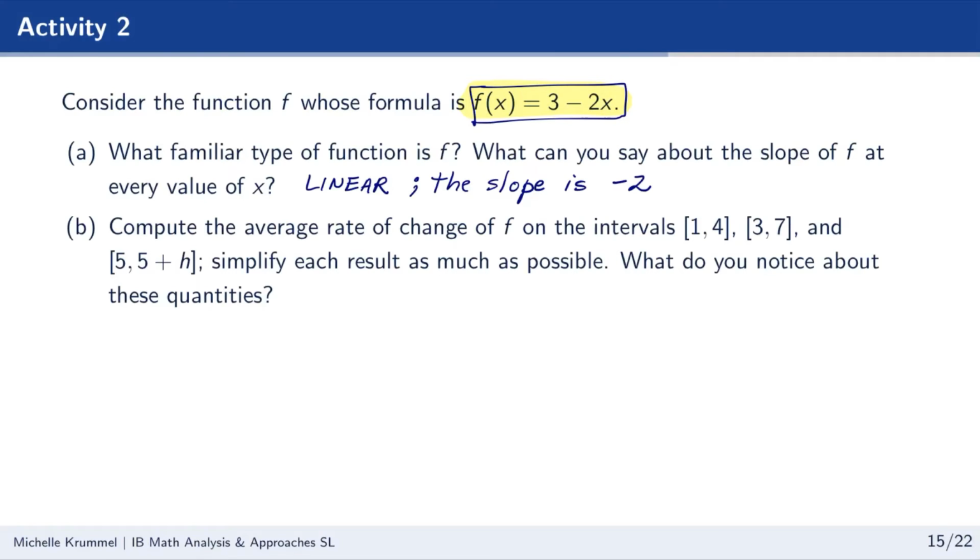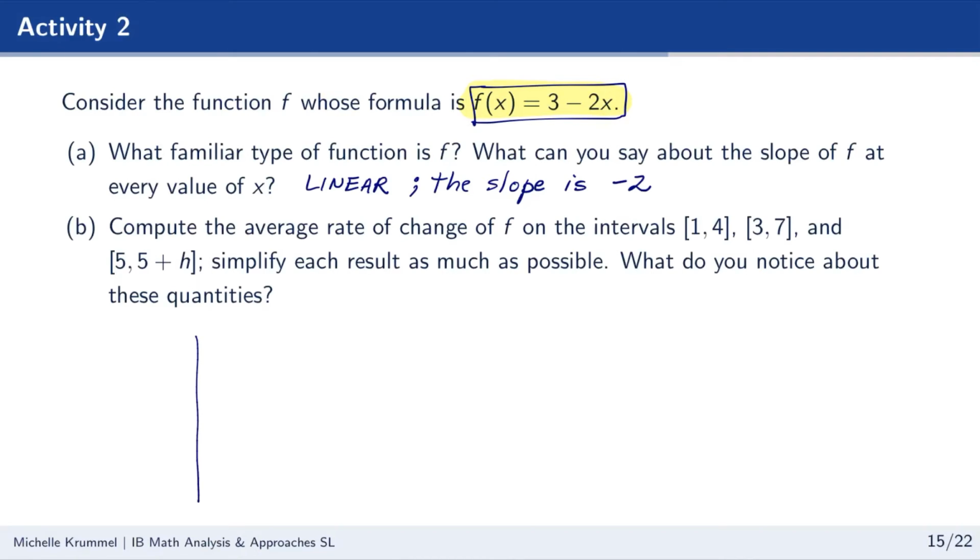Part B, compute the average rate of change of f on the intervals from 1 to 4, from 3 to 7, and from 5 to 5 plus h. Simplify each result as much as possible. What do you notice about these quantities? You should be able to think about this and know what the answer is without writing anything down. The average rate of change is just the slope of the line that's going to connect two points on that function. And it's a linear function.